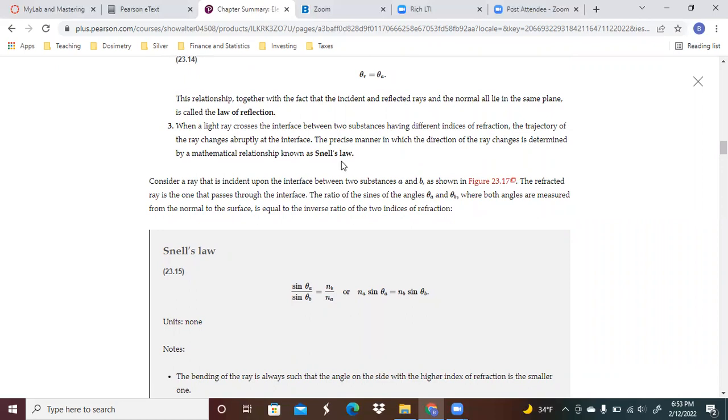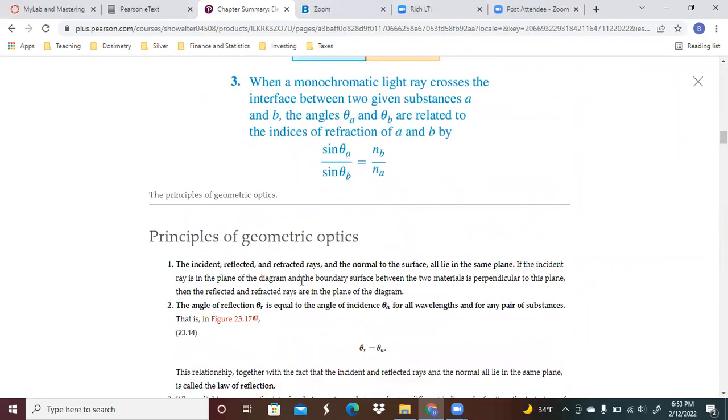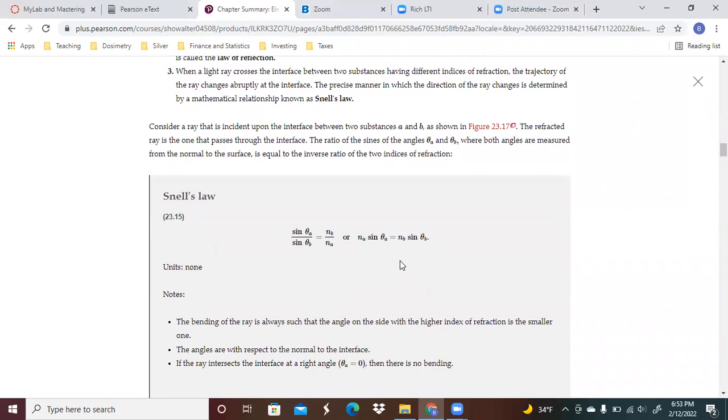The precise manner in which the direction of the ray changes is determined by the mathematical relationship known as Snell's law. And that's what this is going to be. That's what you saw up here. So this is going to be referred to as Snell's law.